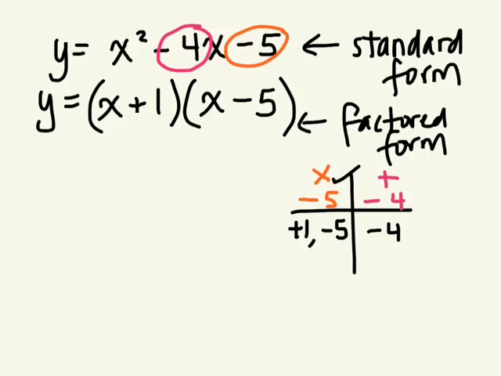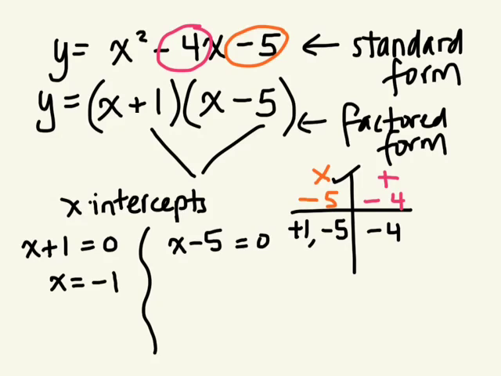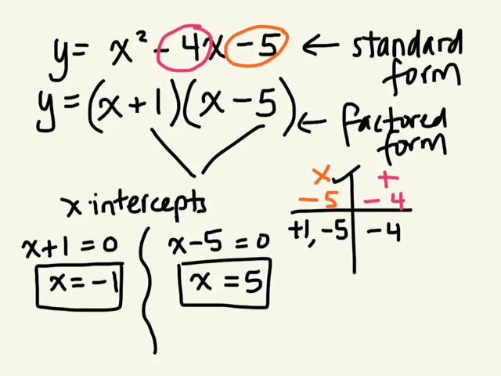Why do you think factoring this would help us put this into vertex form? What does factored form tell us? The x-intercepts, right? What are the two x-intercepts? Remember, it's the opposite integer because x plus 1 equals 0. When y is 0, my x value is the intercept. So x equals, what's the opposite of +1? -1, and the other x-intercept is 5. Remember that when it's in factored form, it's the opposite.